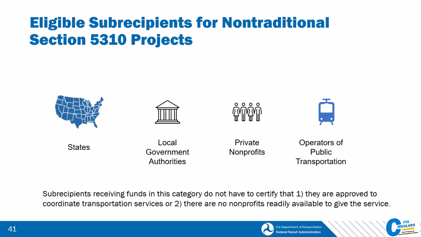Eligible subrecipients for non-traditional Section 5310 projects include states, local government authorities, private nonprofits, and operators of public transportation. Subrecipients receiving funding in this category do not have to certify that they are approved to coordinate transportation services or that there are no nonprofits readily available in the area to give the service.